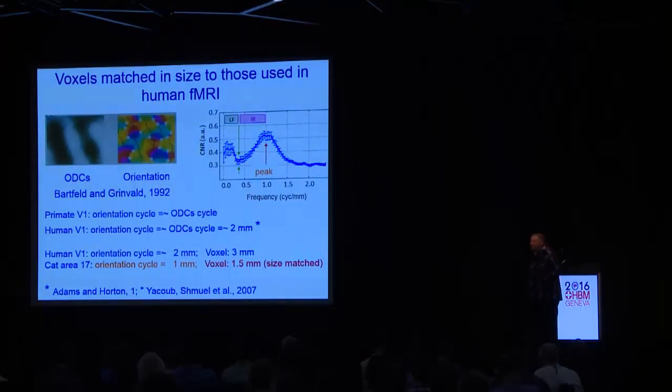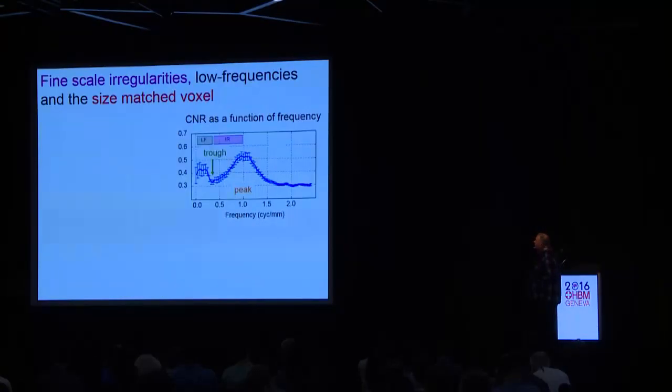Now, we need to match the voxel size between humans, 3 by 3 by 3 millimeters, and cat. We did it by comparing the peak power of the organization for orientation. In humans, we expect, and we partially know from published studies, that 1 orientation cycle is approximately 2 millimeters, and Kamitani and Tong used 3 millimeter voxels. Therefore, with 1 millimeter per cycle in cat area 17, the voxel matched in size to humans is 1.5 millimeter.